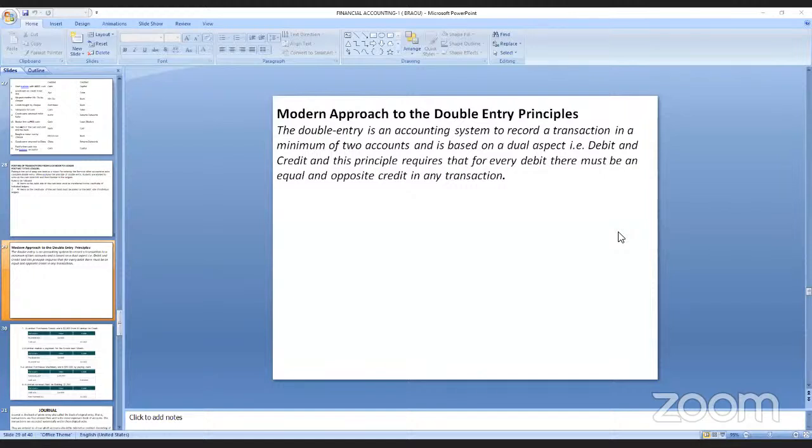So, double entry is an accounting system to record all the transactions in a minimum of 2 accounts. Minimum of 2 accounts, that are the debit and the credit. And this principle requires that for every debit, there must be an equal and opposite credit. Means debit must equal credit.